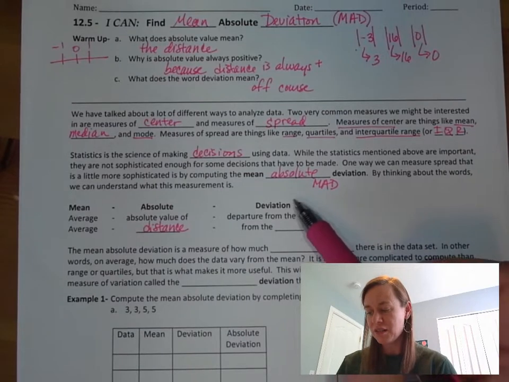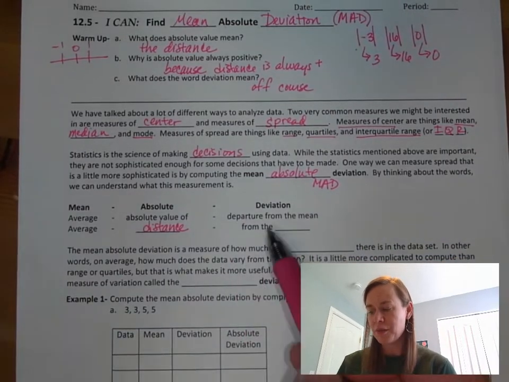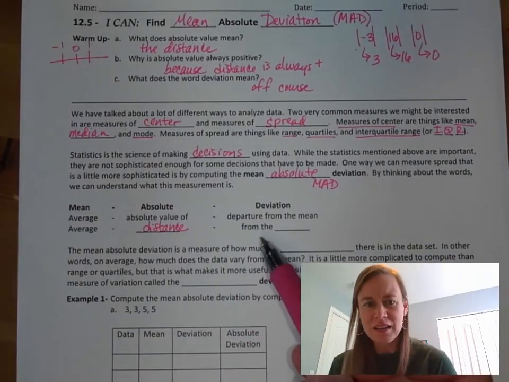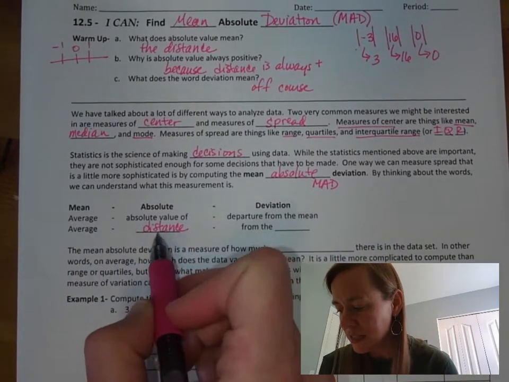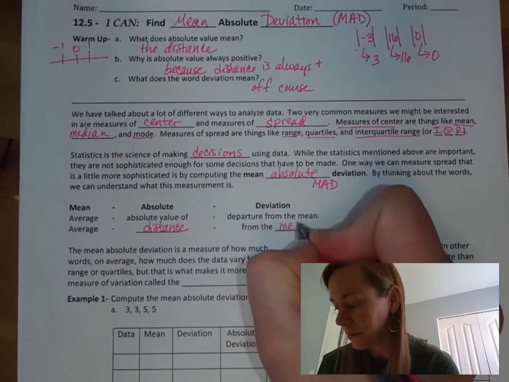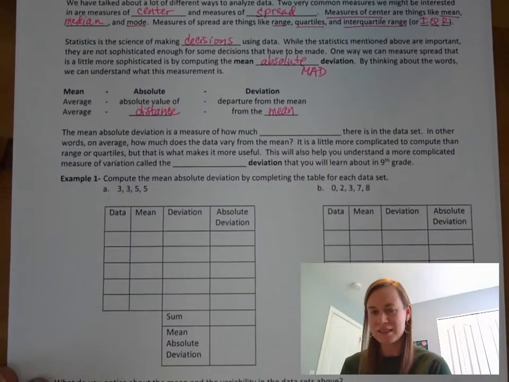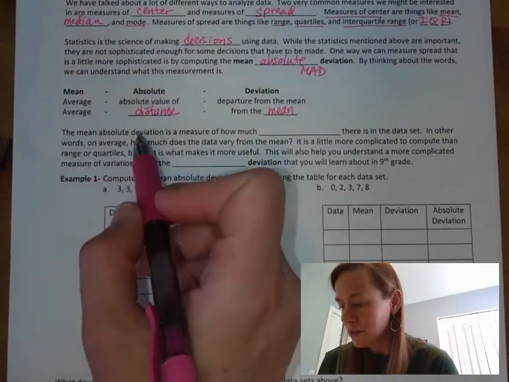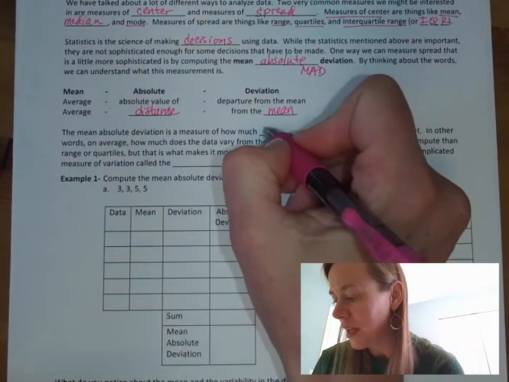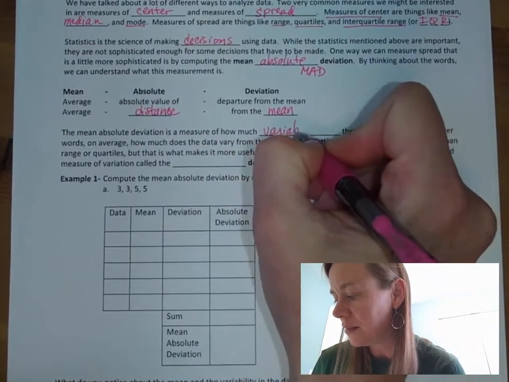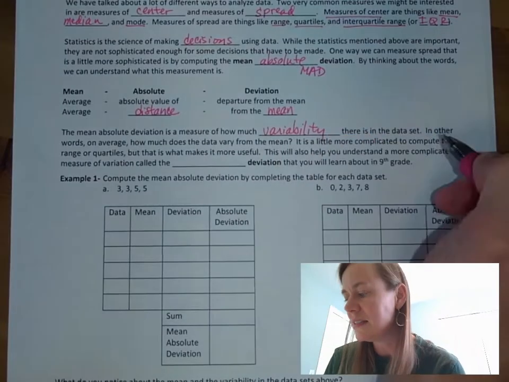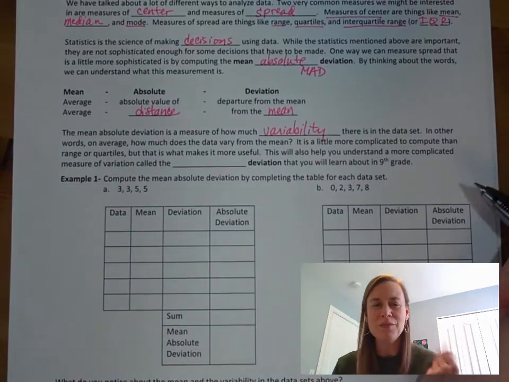What about deviation? This says departure from the mean. That's basically what we're going to write here. The deviation is going to be the average distance from the mean. Okay, let's learn how to do this. The mean absolute deviation is a measure of how much variability there is in the data set.